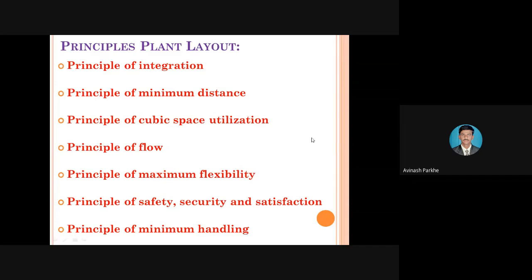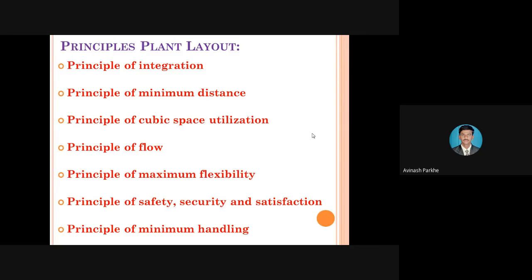Then the second principle is called the principle of minimum distance. This is also very important, because in the industry different types of machines are available. Some machines are located at one location, some at different locations, some maybe in a straight line, some in an inclined line. Whatever the location and the sequence of the machines is, it is to be finalized as per the requirement of the product.